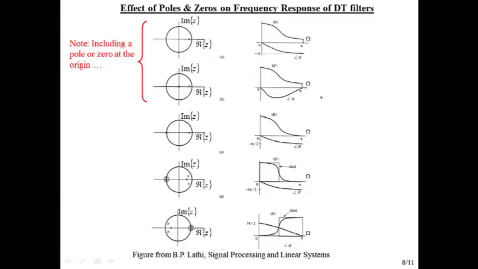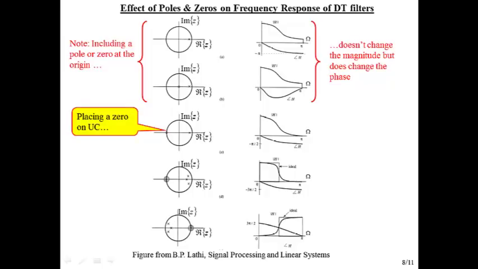As you've seen, we don't really design things by explicitly saying, I'll put a pole there, I'll put a zero there. But to understand how these different design procedures work, or to quickly assess what a given transfer function might look like, these kinds of insights are very important. Here we're placing a zero on the unit circle. We just saw that wall of zeros right on the unit circle, and we saw what they did. So here that's making that go down to zero.